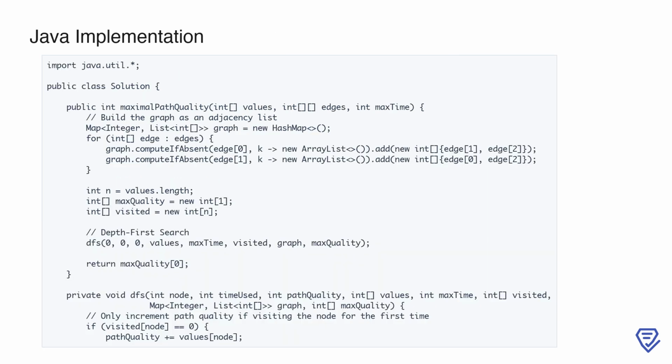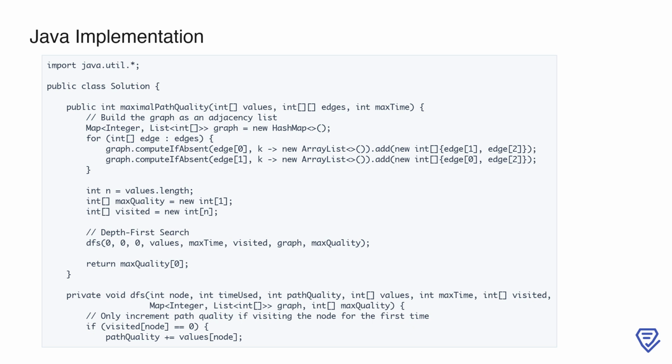Here, we begin by defining the maximal path quality method, which takes 3 parameters: an array values representing the quality of each node, a 2D array edges representing the graph's connections and their respective travel times, and max time, the maximum allowed travel time for the path.